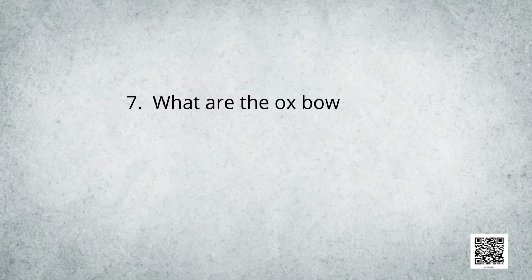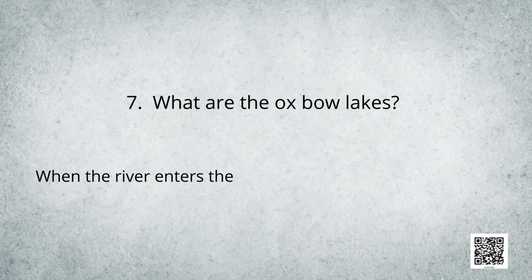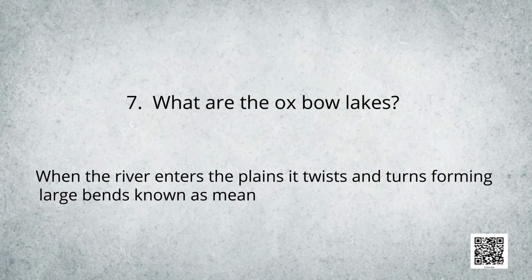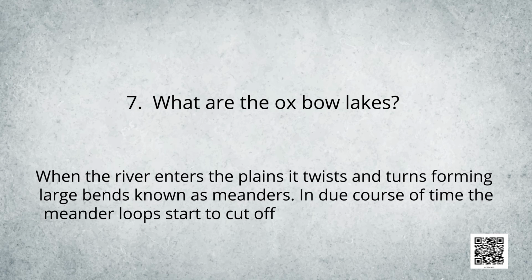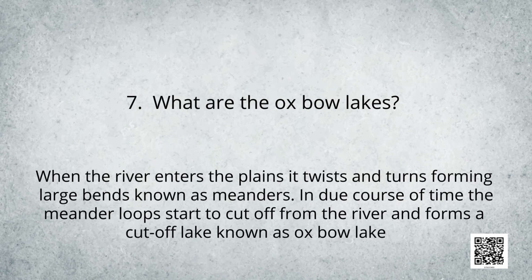Okay, what are the oxbow lakes? Correct. When the river enters the plains, it twists and turns, forming large bends known as meanders. In due course of time, the meander loops start to cut off the river and form cut-off lakes known as oxbow lakes.